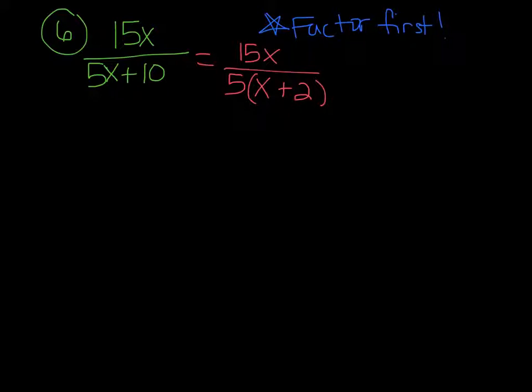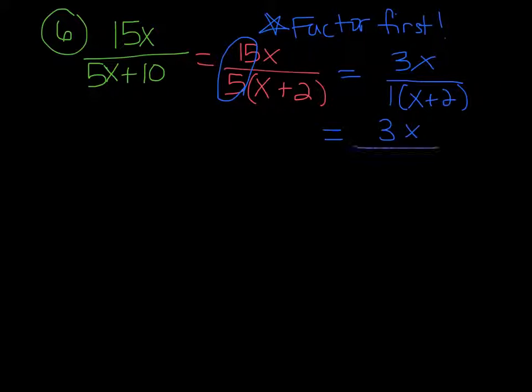The next thing I do is similar to what I did on the previous problem, and that is to take the 15 and the 5 and simplify those. When you simplify those, you are going to be left with 3 over 1, or you can just, if you want, write it like this. My preferred way of writing it actually is as 3x over x plus 2. And you can't go any further. Remember, you can't cross out your x's. This is my answer for that problem.